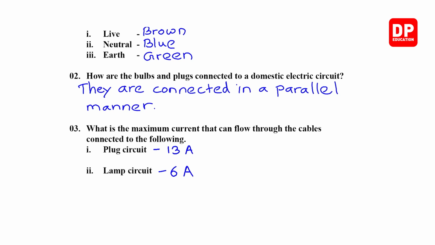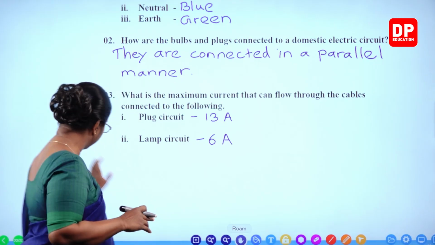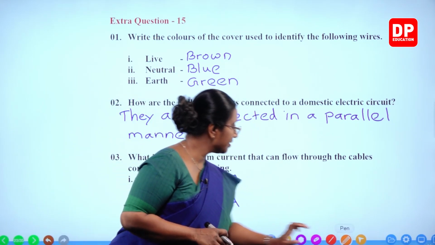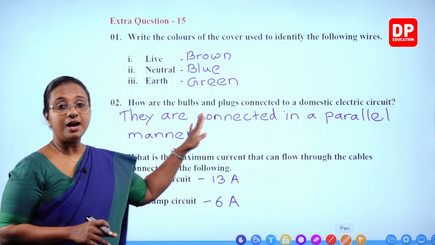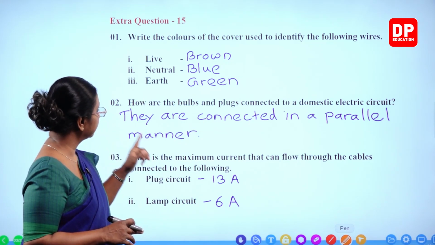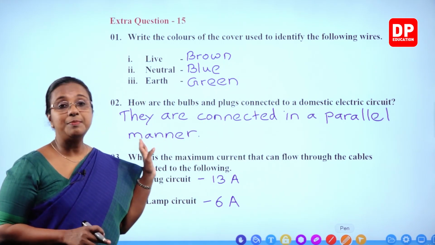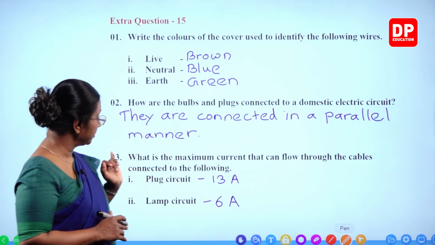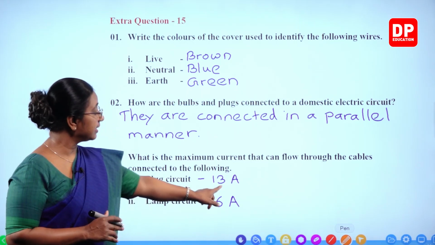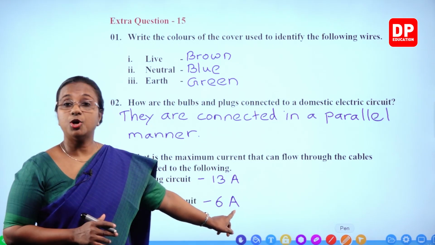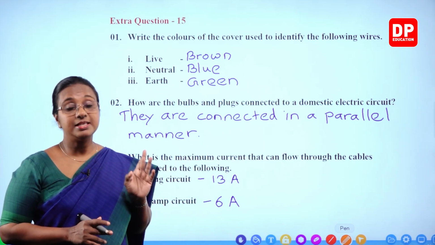Is that clear, student? So if we quickly look at the questions, I'm sure you have answered all of them. The different colors for different wires, live brown, neutral blue and earth green. And also all the plugs and bulbs are usually connected in a parallel manner in the household circuit. And in the plug circuit, maximum current is 13 amperes. And the lamp circuit or the lighting circuit, it is 6 amperes.